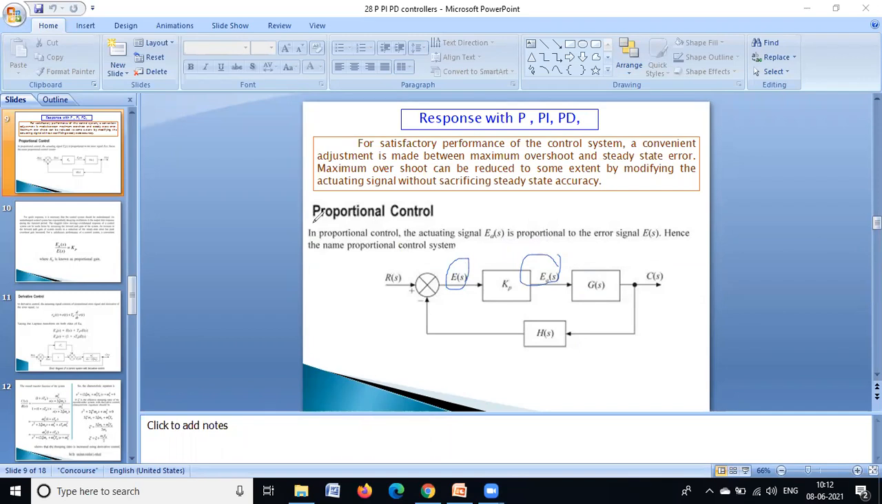So this is called a proportional controller. Here this is the actuating signal. Actuating signal means the actual input given to the system. Here the error signal means the difference between the output and the reference input. The difference between these two gives you the error signal. In a proportional controller, the actuating signal is proportional to the error signal, hence the name proportional controller.